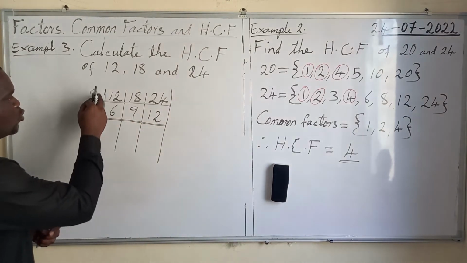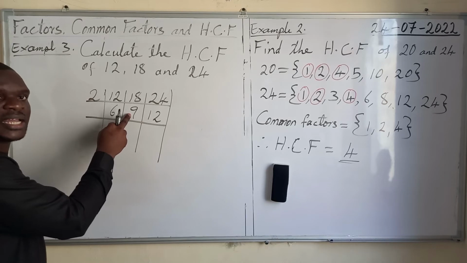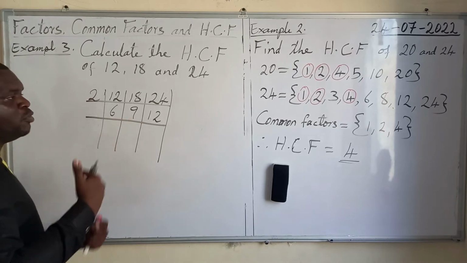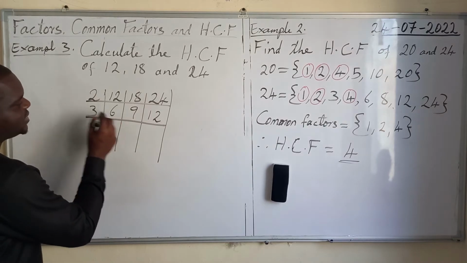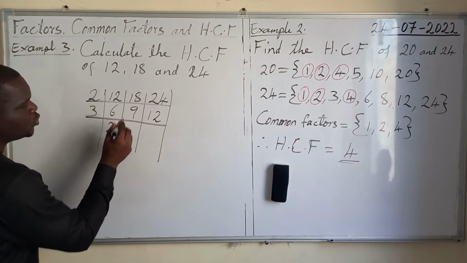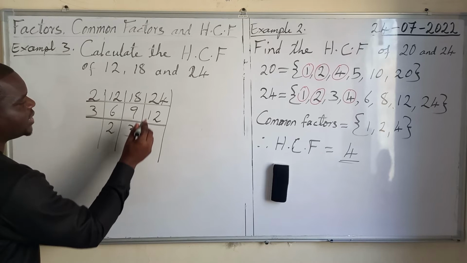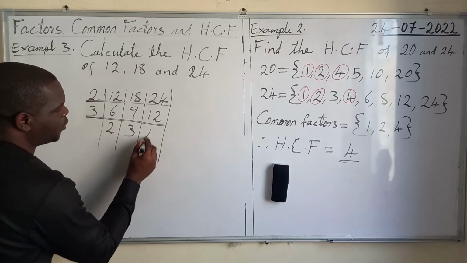Now if you take 2, 2 cannot divide 9 because 9 is an odd number. So we move to the next prime factor, which is 3. 6 divided by 3 is 2, 9 divided by 3 is 3, and 12 divided by 3 is 4.